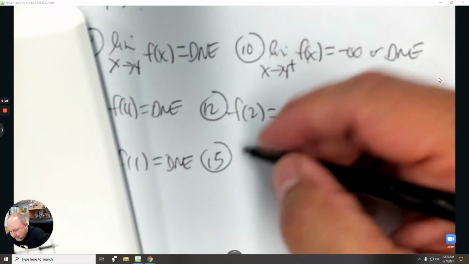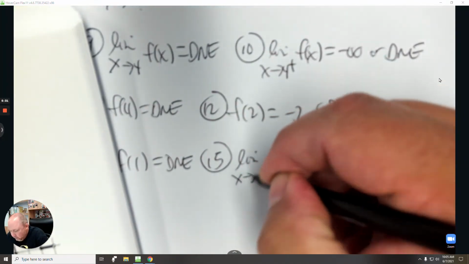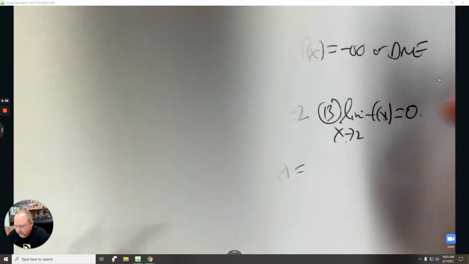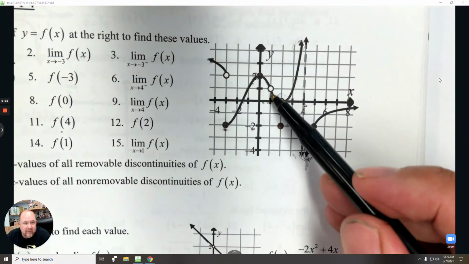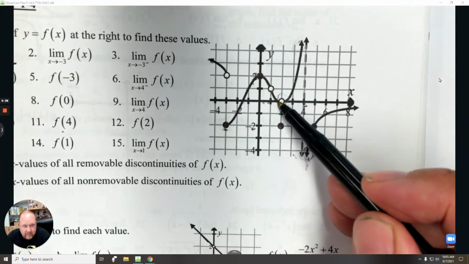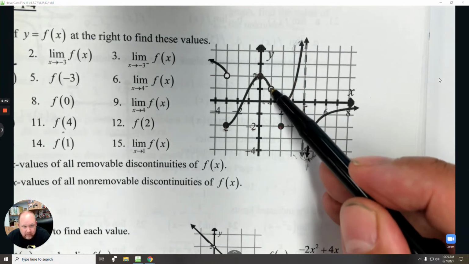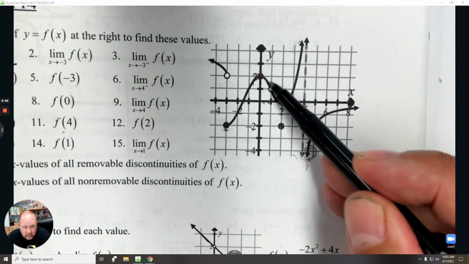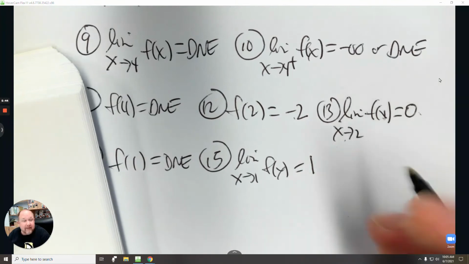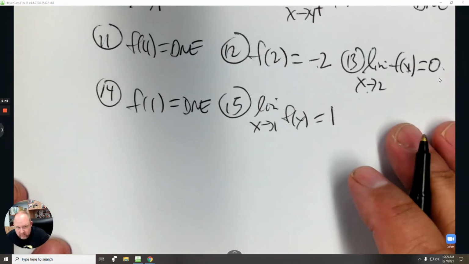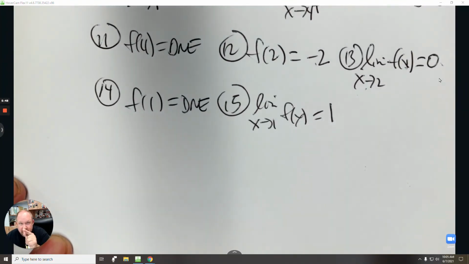15, the limit as x approaches 1 of f of x. So again, notice the function value is undefined, but the limit value, what is it approaching? And it's approaching 1 from both sides. So the limit exists, but the function value doesn't exist. For the limit, the question is approaching. And then the function value, what does it actually equal?